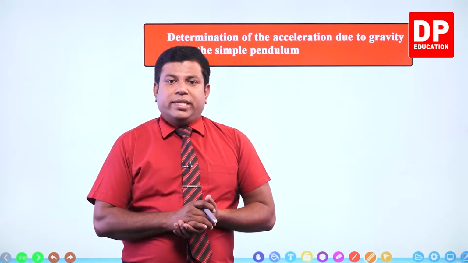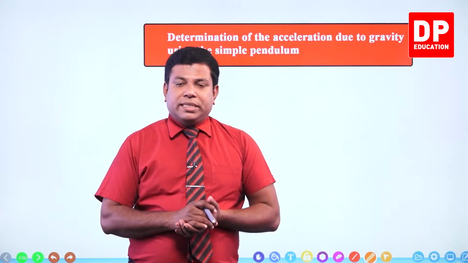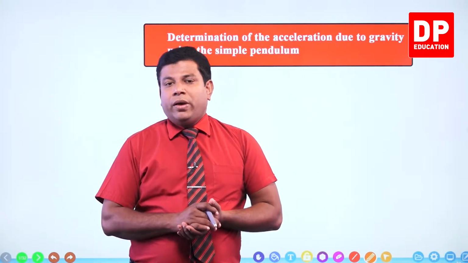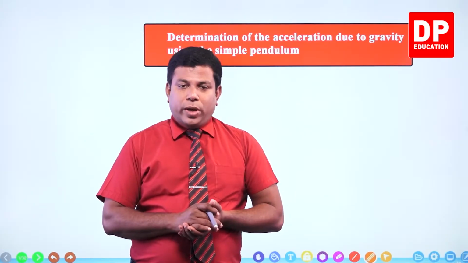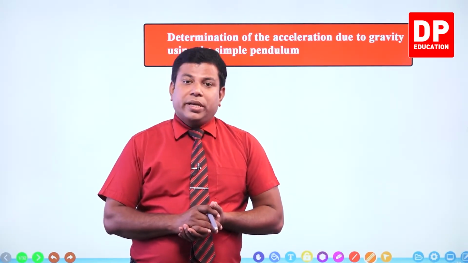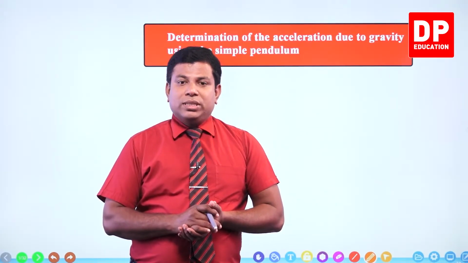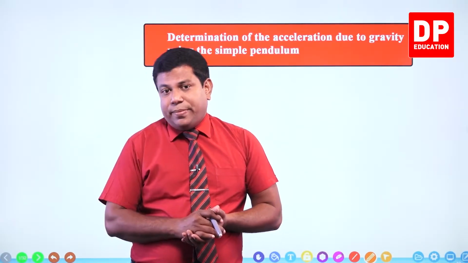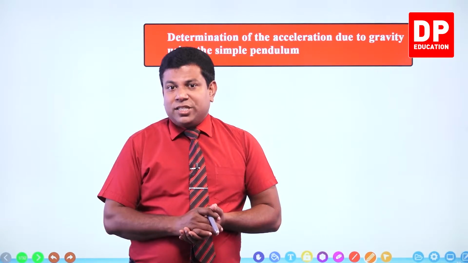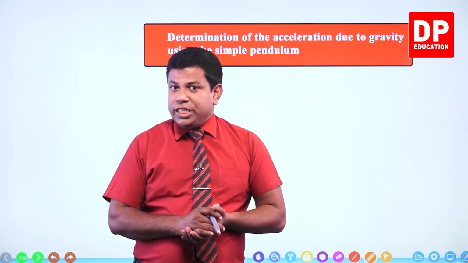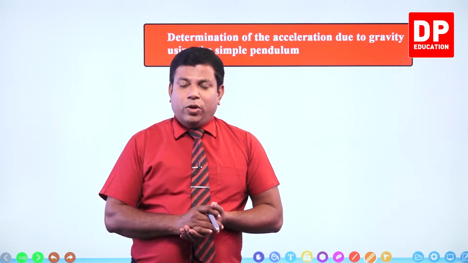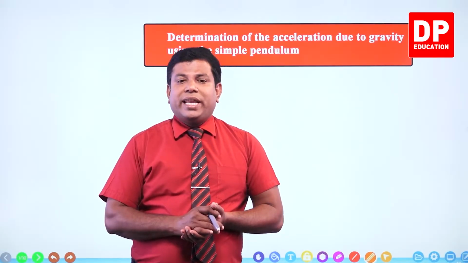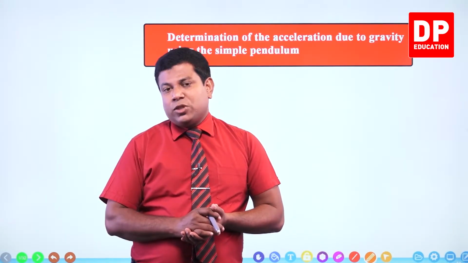Students, now let us see another experiment in physics in the section mechanics. What we are going to do here is arrange a simple pendulum, and using the pendulum we are going to find the gravitational acceleration. We usually mark it as g, and the value of that we always take as 9.8 or 10 meter per second squared.